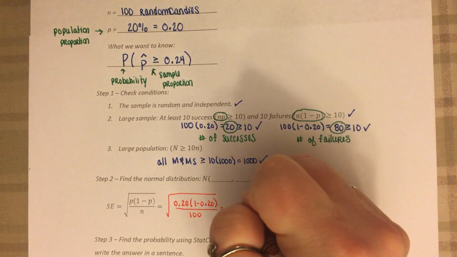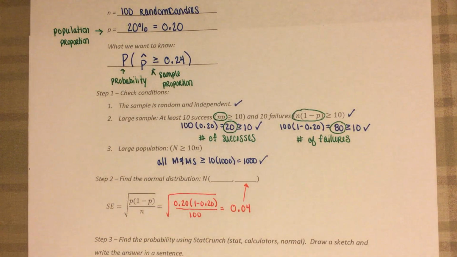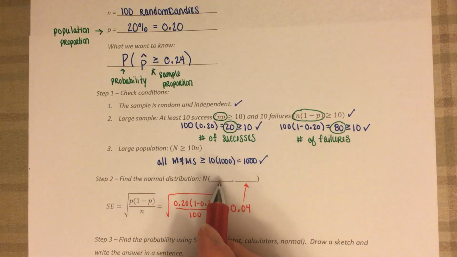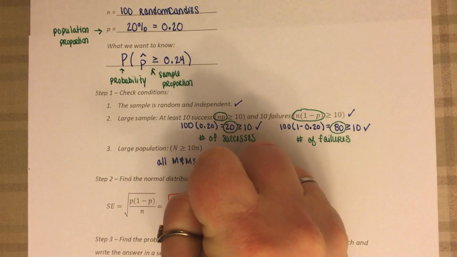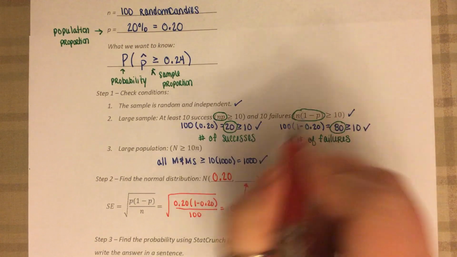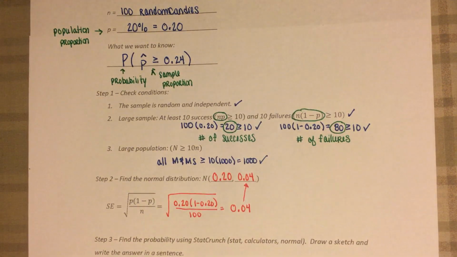This value that we just got is going to go into the standard deviation part of our normal distribution. The number that goes up here is going to be our p from our original problem. So we're going to have 0.20, because that was our original population proportion, and 0.04, which is our standard error.